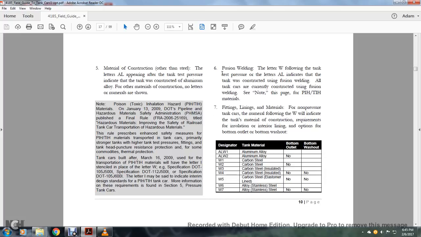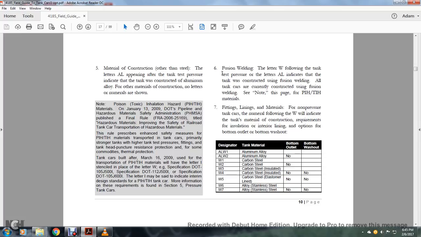Alright, 6. Fusion welding. The letter W will follow the tank pressure or the letters AL, indicating that the tank was constructed using fusion welding. All tank cars are currently constructed using fusion welding. See the note on this page on poison inhalation and toxic inhalation materials.